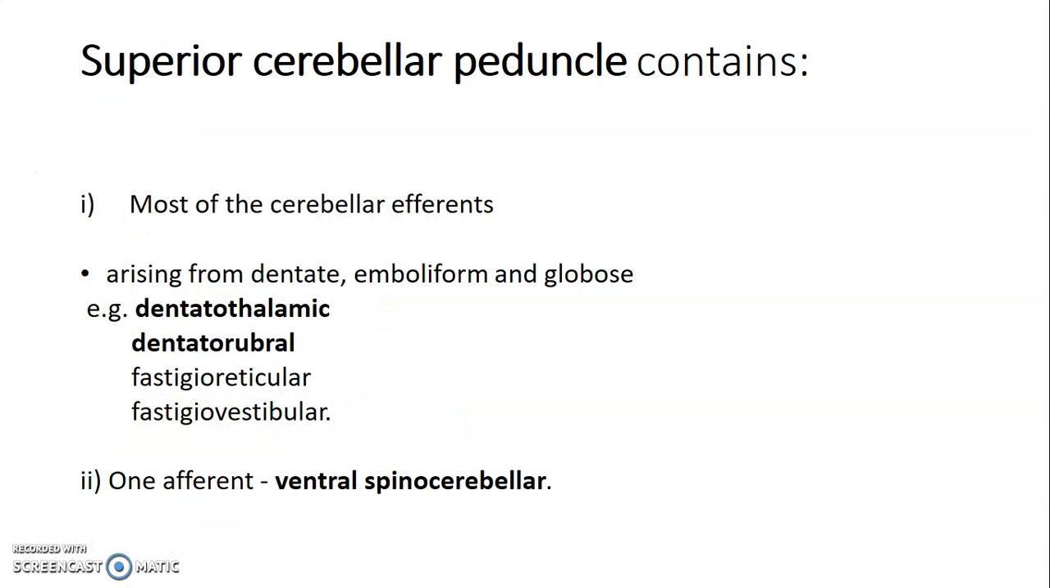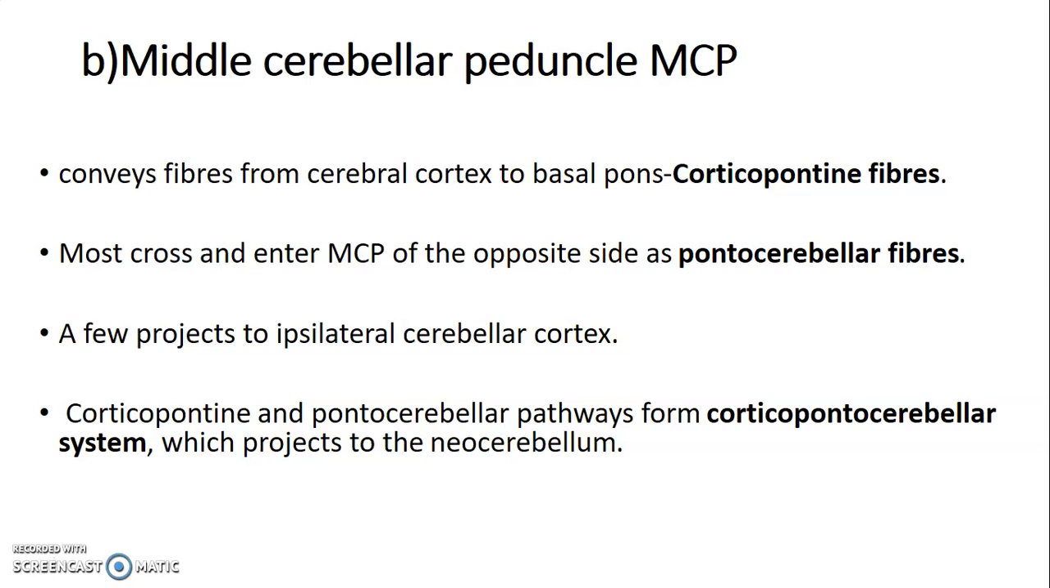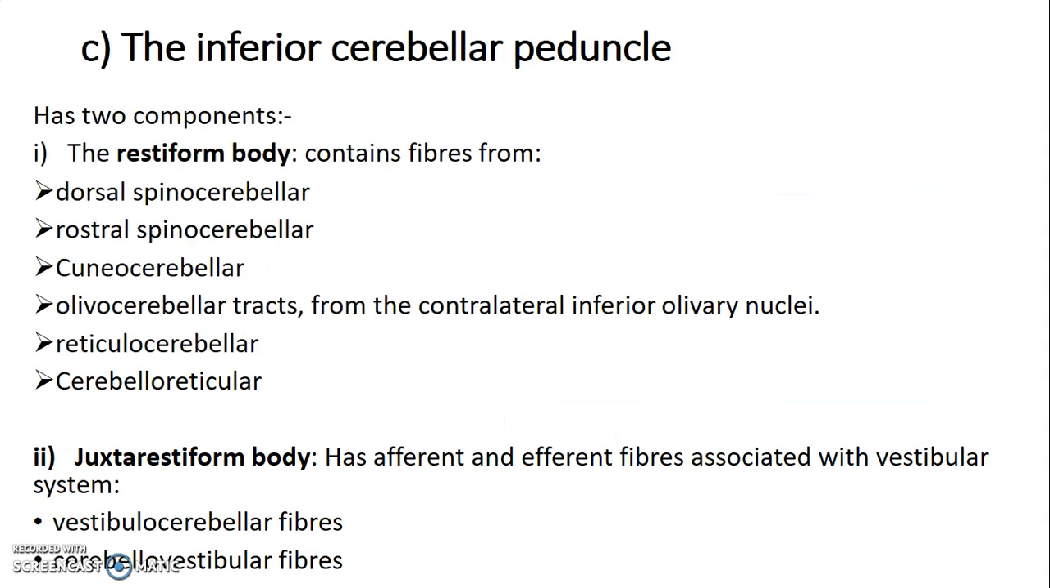The superior peduncle contains most of the cerebellar efferents. So we have the dentatothalamic, dentatorubral, fastigioreticular, and fastigiovestibular. Pathways are named from origin to termination. And also we have an afferent to the cerebellum, the ventral spinocerebellar, through the superior peduncle. The middle peduncle carries corticopontine fibers, corticopontocerebellar fibers, and these corticopontine and pontocerebellar pathways form the corticopontocerebellar system that projects to the neocerebellum. Remember we said the neocerebellum has the cerebellar hemispheres.